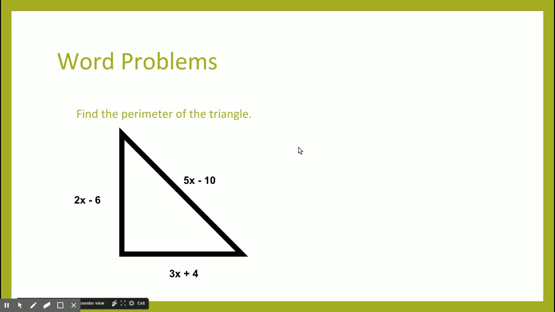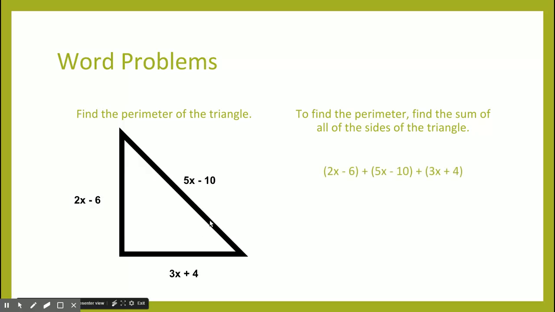All right, now let's look at one that's kind of a word type problem. And this one says find the perimeter of the triangle. Now if you remember, the perimeter is the sum of all the sides. Basically, it's the distance of all the edges together. So it's this plus that. So to find the perimeter, you're just finding the sum of all the sides of the triangle.